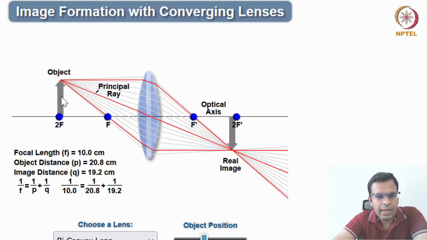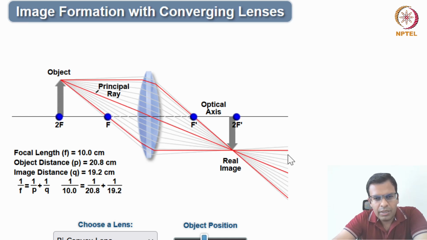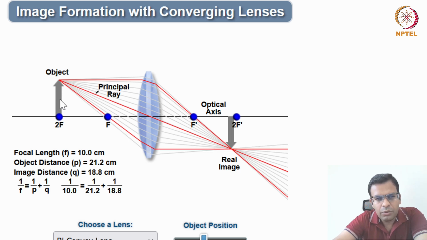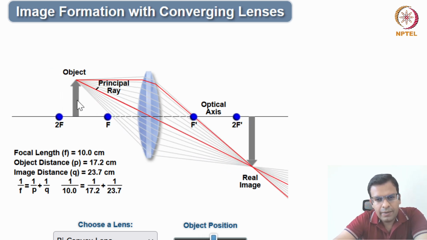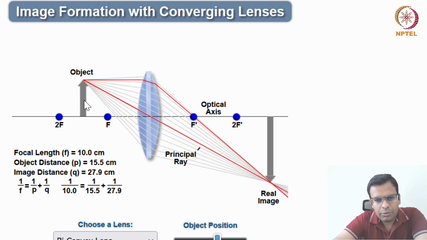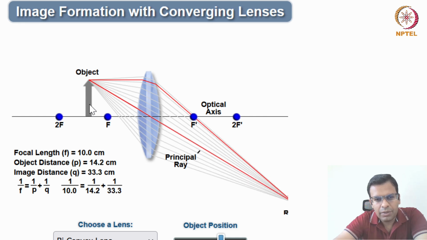Now the object is at the 2f position, and you can see where the image is forming. The image is also forming at the 2f position. It is inverted and the image is of the same size. Now what will happen if I move this object closer to the lens? See, I'm moving the object closer to the lens. Up to this point I am getting the magnified image, the real image, but the inverted one.